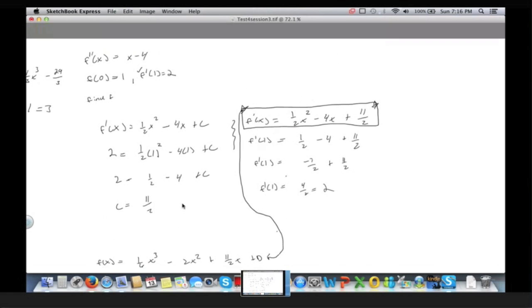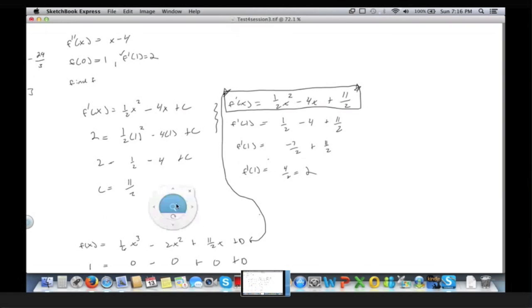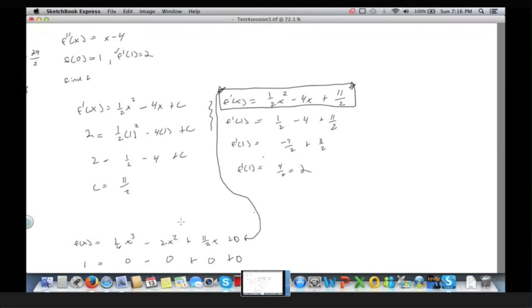Let's see. What function were we told in this problem? What's the name of the function that we were told? They gave us f double prime of x equals x minus 4. So we knew f double prime. So what was the first function that we had to figure out? We had to figure out f prime. Yeah, we had to figure out f prime.